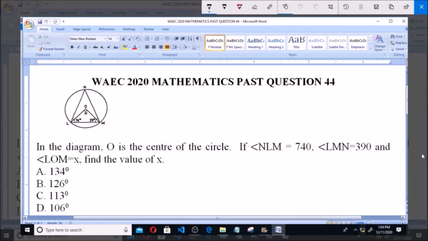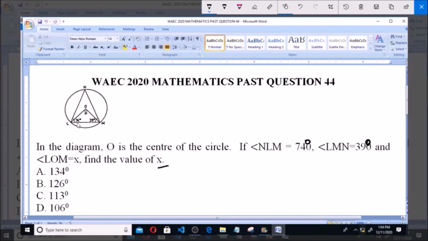I will be answering WAEC 2020 Mathematics past question 44. In the diagram, O is the center of the circle. If angle NLM is 74 degrees, not 740, and angle LMN is 39 degrees, not 390, and angle LON is X, find the value of X.